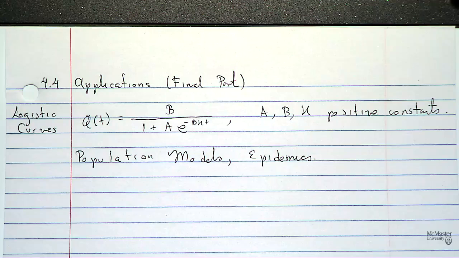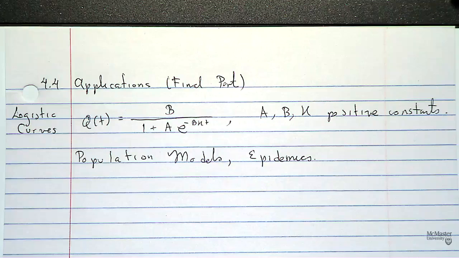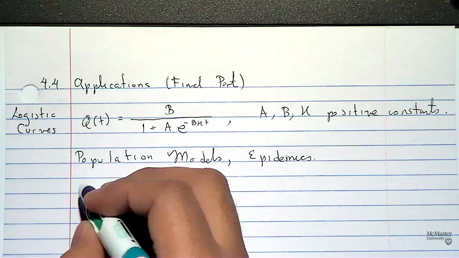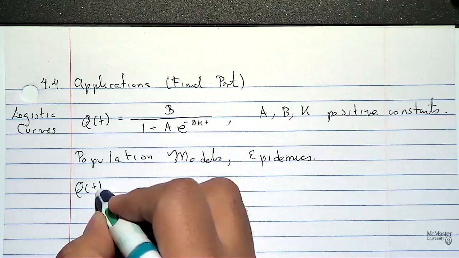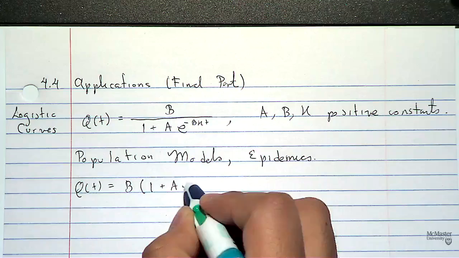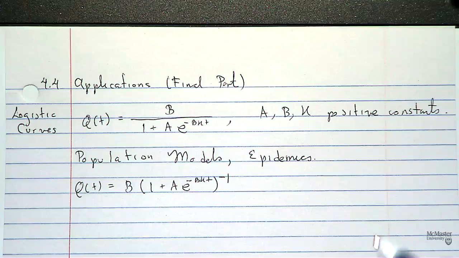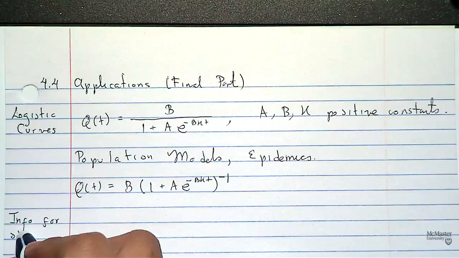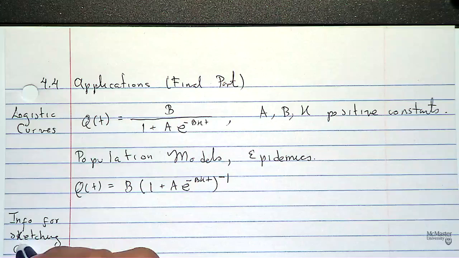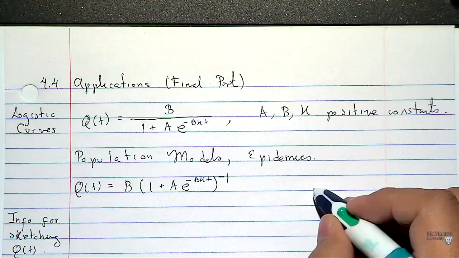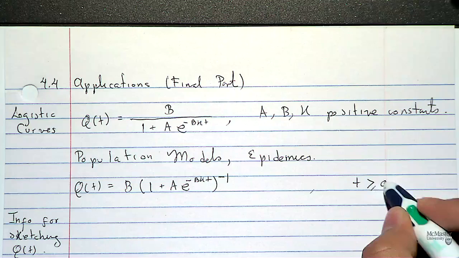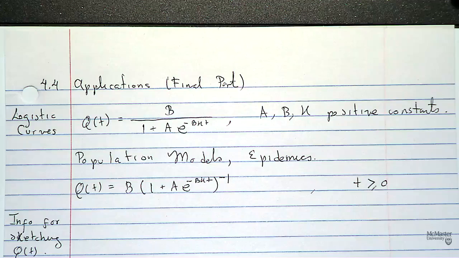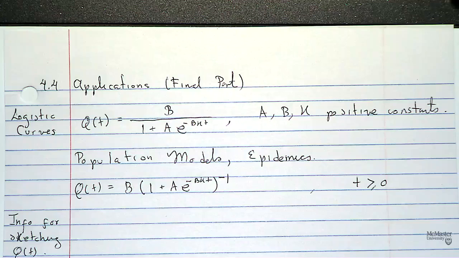So, as you remember, we need the information of the derivative, second derivative, etc., in order to figure out the shape of the function. Another way in which you can write q of t is simply b times the inverse of 1 plus a e to the minus b k t. So this is to the minus 1 power. So now what I will do is present some info for sketching q of t. And the first information, well, usually t, the argument, is greater or equal to 0, because this has interpretation of time. So you have an initial time, and then you look at the evolution of this function for further times.